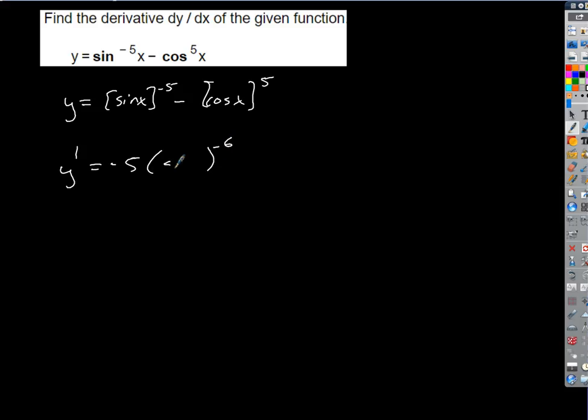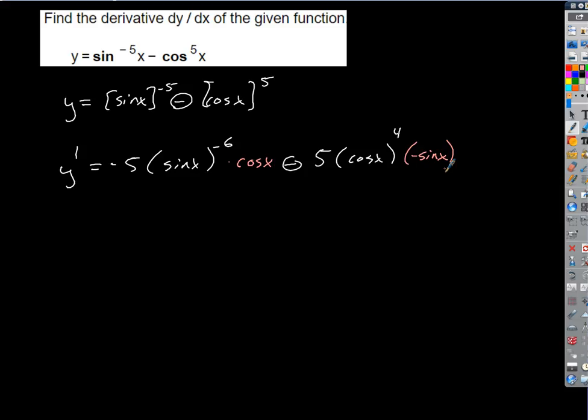Okay, and the inside is just sine x. So then the derivative of sine x is cosine x. Okay, good. There's our minus sign, so we can track it. And then over here, we've got cosine x to the fifth, so the derivative is 5 cosine to the 4th times negative sine x.